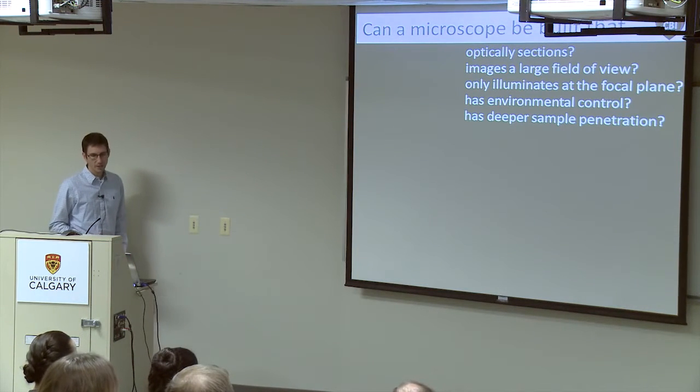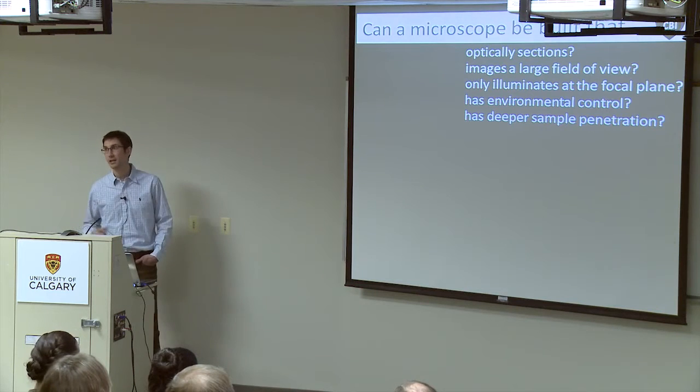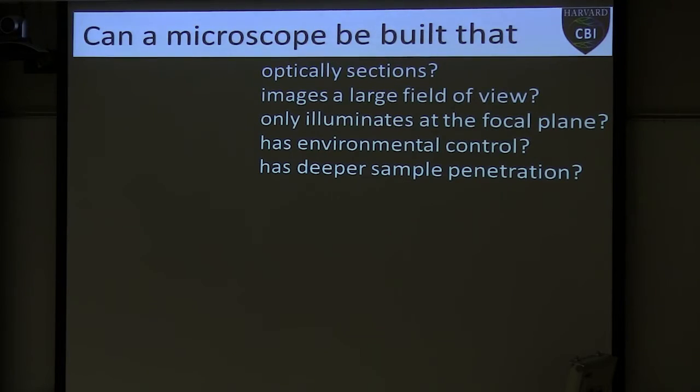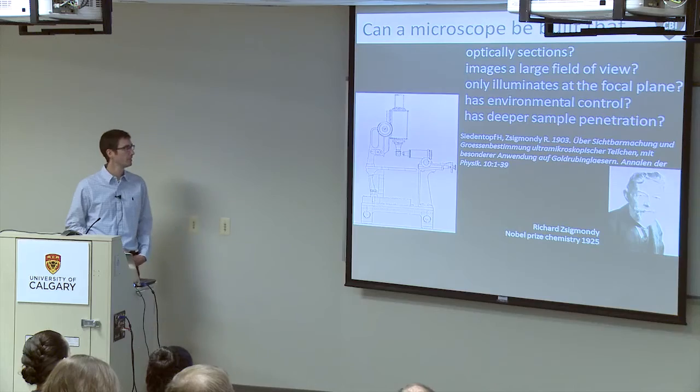So the question remains, can we build a microscope that can optically section so that we can build up 3D volumes? Can it image a large field of view? Can it only illuminate at the focal plane so that we avoid doing photo bleaching or photo damage to our sample? Has some good environmental control and has deeper sample penetration. And the answer to this is actually to look back into history.